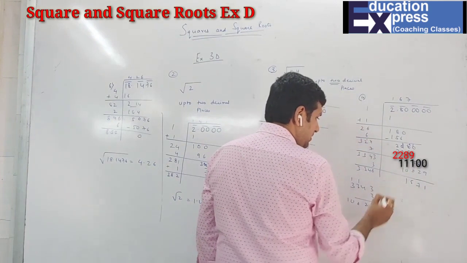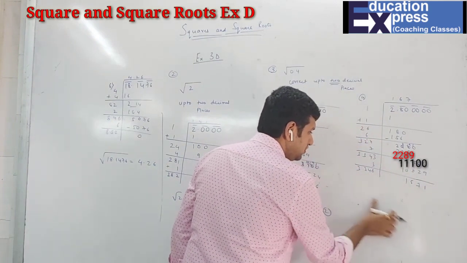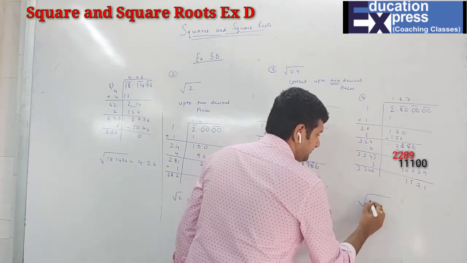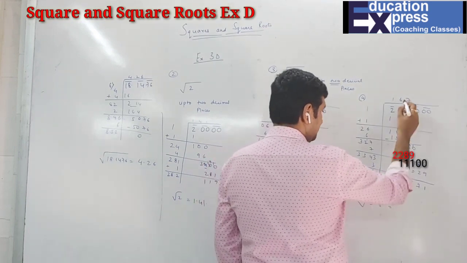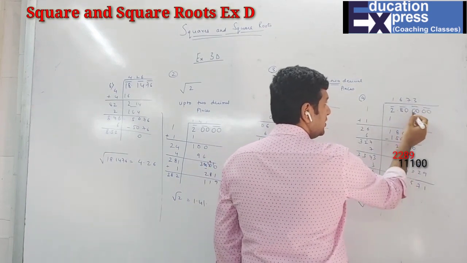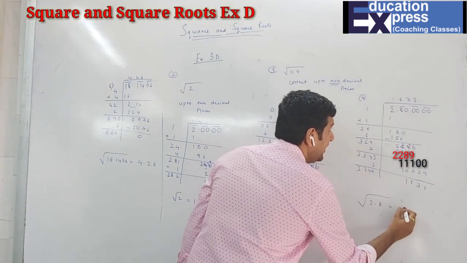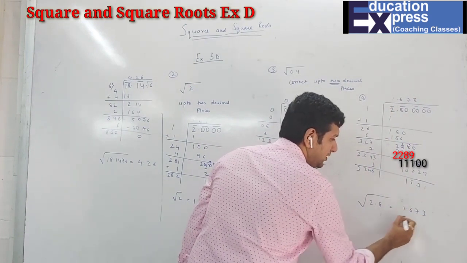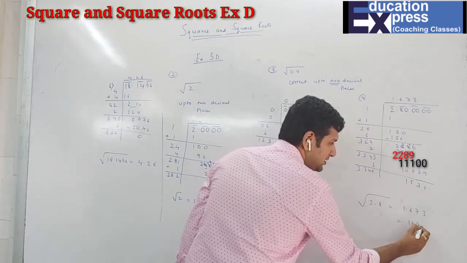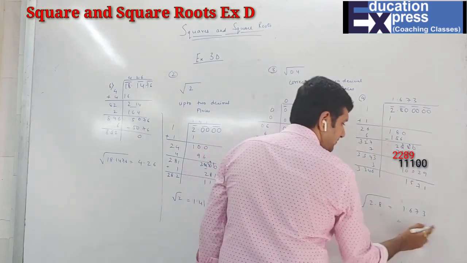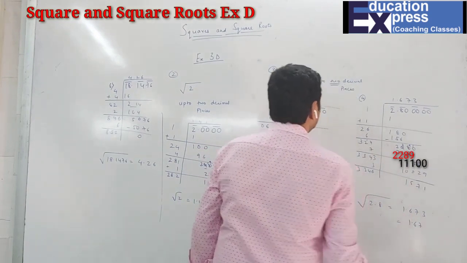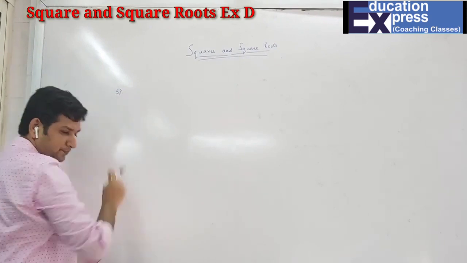So the square root of 2.8 is, the last was 3. So after 3 pairs, 3 decimals. Again 1.673, the last number is less than 5, so 1.67 is the answer. So till now we have finished question number 4.